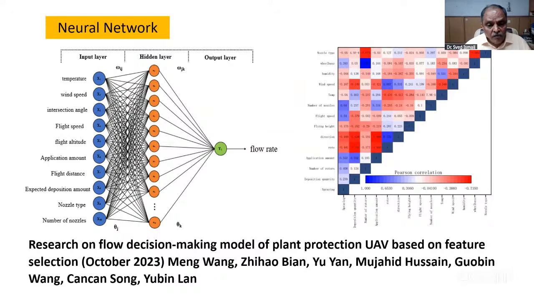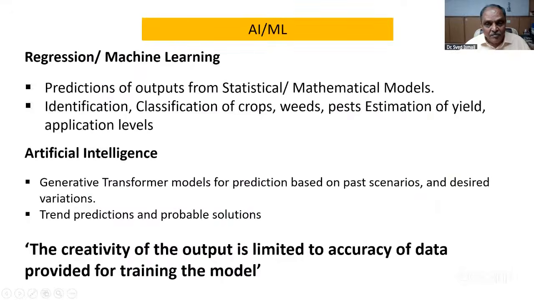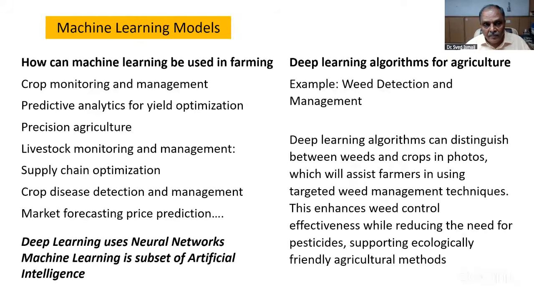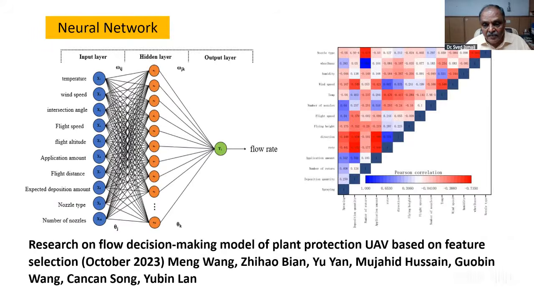This is about drones, for example, what flow rate will come from a drone based on temperature, wind speed, intersection angle, flight attitude, distance, nozzle type. All these things are how to make a UAV-based, I mean drone-based, definition. On the right side, you see statistics, Pearson correlation. Pearson correlation is exactly the same as your neural networks. This is another form of representation.